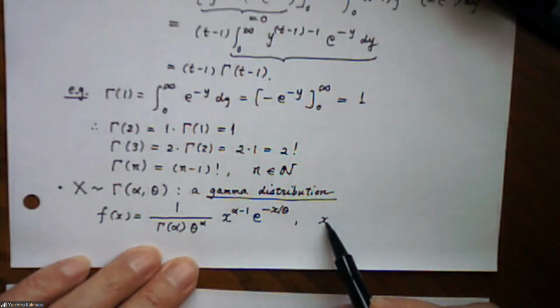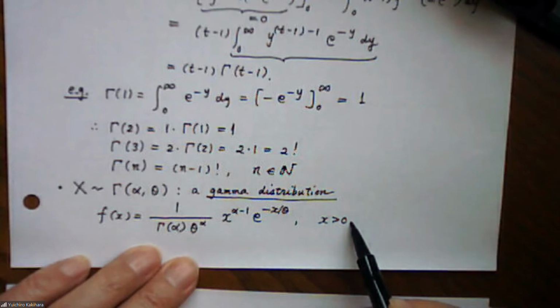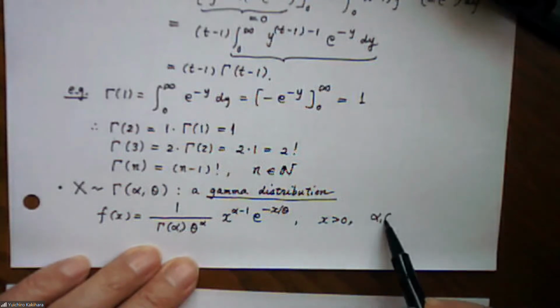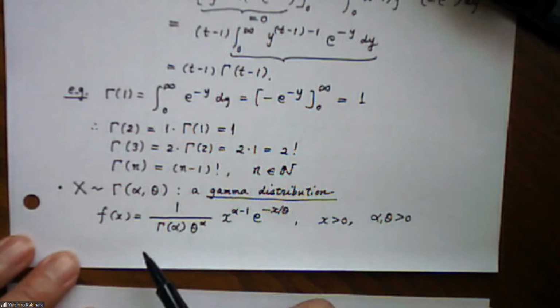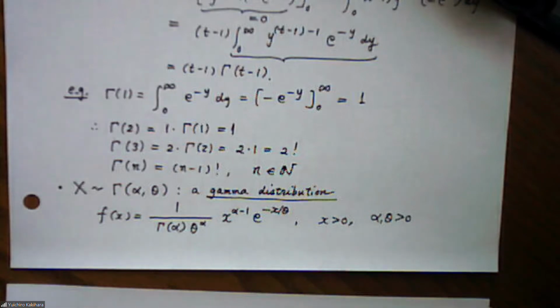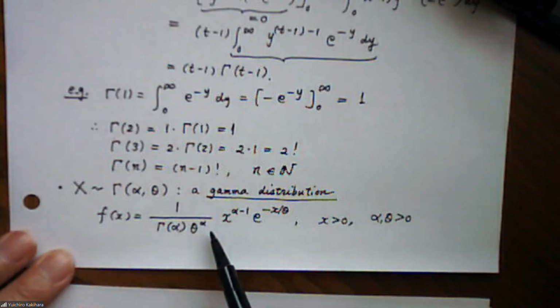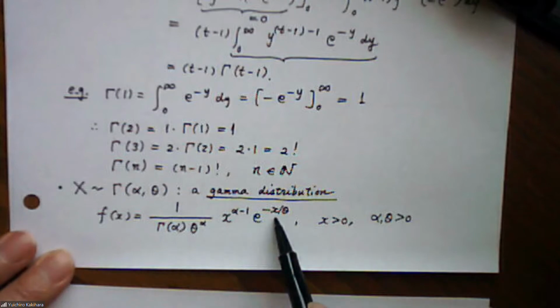In this case, x is positive, and of course alpha and theta are positive. These are fixed numbers, and x is the only variable. When x is negative or 0, then necessarily the value of this is 0, so I don't want to write just that x is positive. Note that this is a constant, some number, and the variable x is here, and also here.